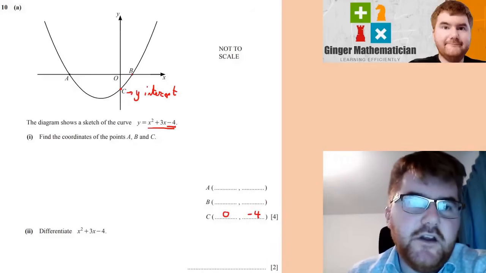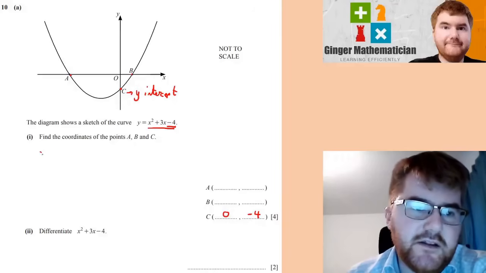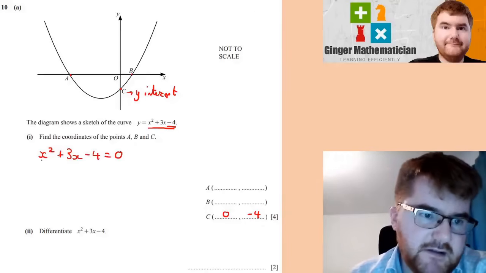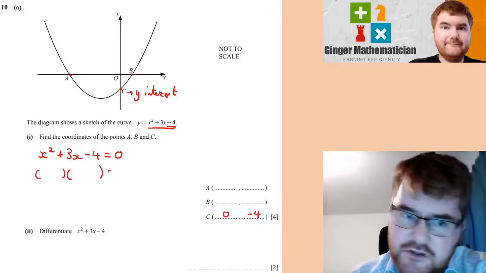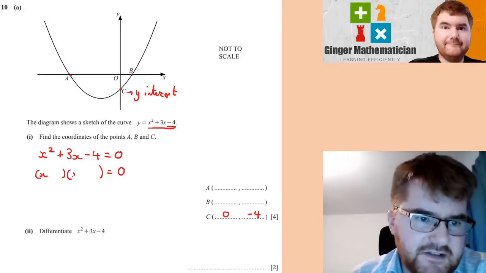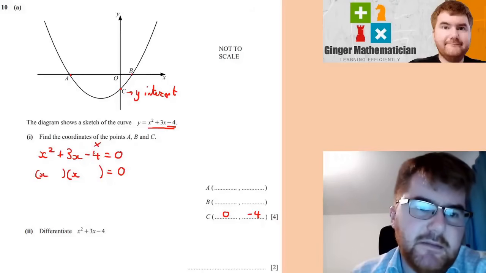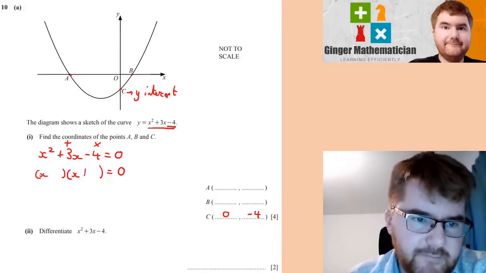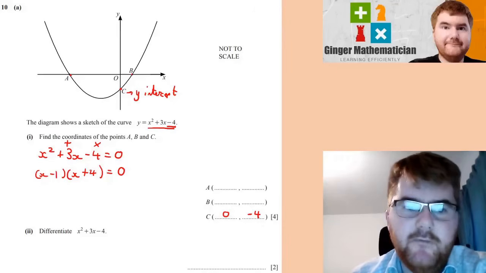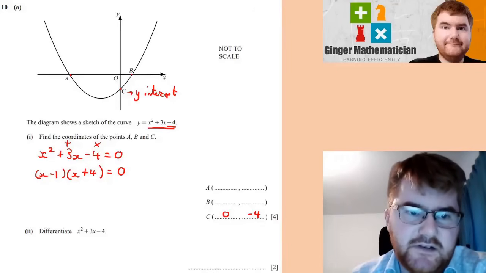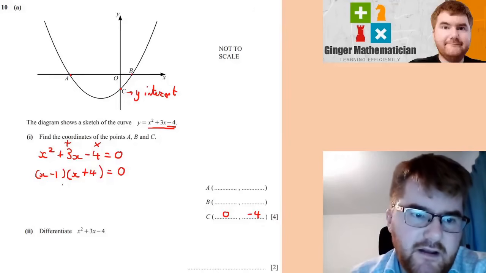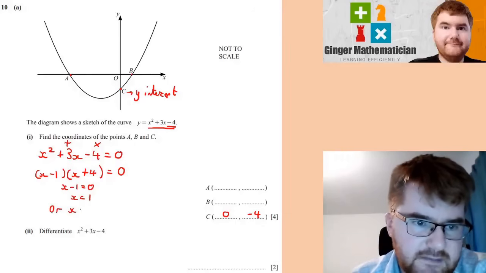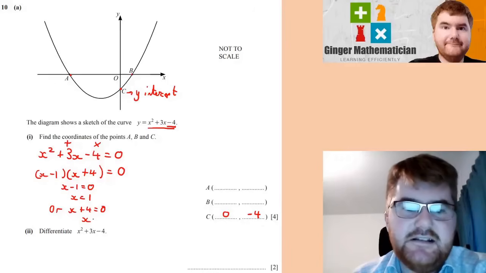The A and B are what's known as the roots of the equation, and we work those out by taking our quadratic and making it equal to 0. Then we can factorize this. Of course, you can use the formula if you so wish. The way I tend to solve these is I look for 2 numbers that multiply to give me minus 4 and add to give me plus 3. The numbers that seem to work here are plus 4 and minus 1. 4 minus 1 is 3, 4 times minus 1 is minus 4. So either x minus 1 is equal to 0, so x is 1, or x plus 4 is equal to 0, and x is minus 4.